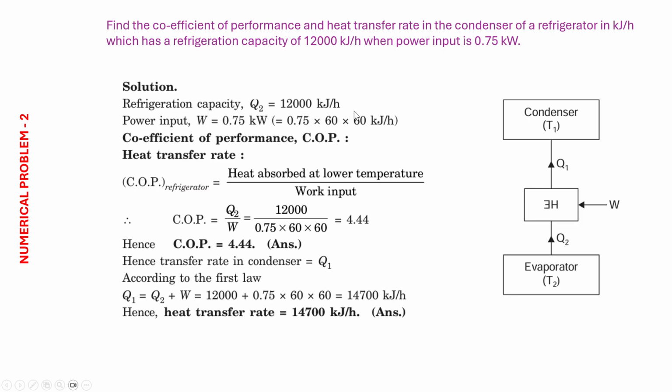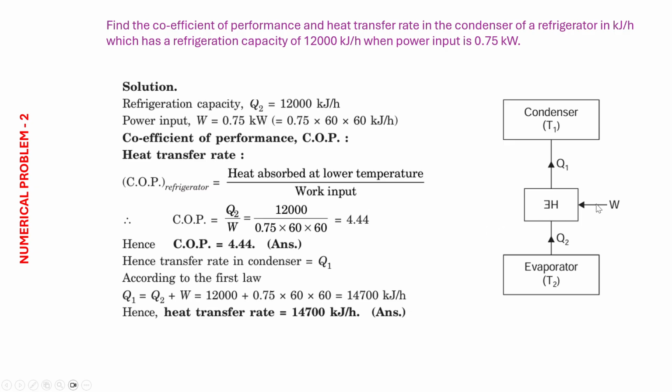Here, in the case of our RK Rajput book, they retained this kilojoule per hour and converted this kilowatt into kilojoule per hour simply by multiplying it with 3600, right? We all know the COP of a refrigerator formula is heat absorbed at low temperature, which is heat rejected divided by work input, right? Q2 value is 12,000 as given in the problem. Then comes the W value, 0.75 into 60 into 60, which is 4.44.